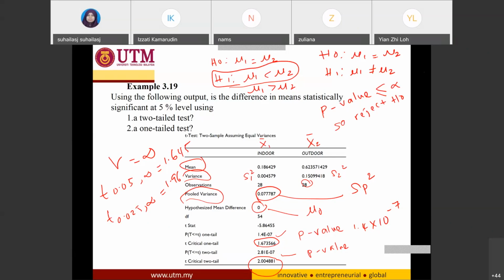The same thing for the two-sided test. Sorry, what I said earlier was for two-sided: the p-value is 2.81 times 10 to the power minus 7, and for one-sided it is 1.4 times 10 to the power minus 7. Both p-values are less than alpha, so again we reject H0. That means we can conclude that the first population mean is less than the second population mean. So that is how we interpret your output.